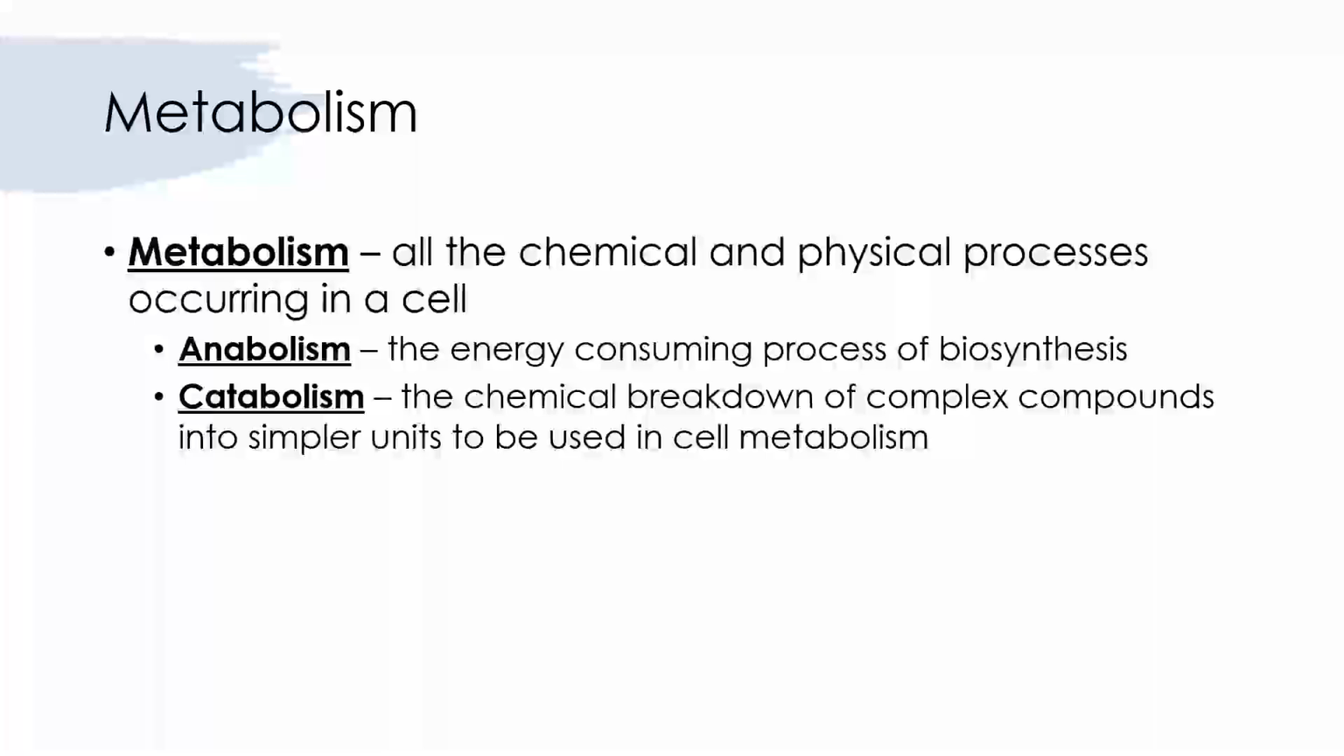Catabolism is the chemical breakdown of complex compounds into simpler units to be used in cell metabolism. So this would be more like if the microbe took in lots of different sugars, then they could break them all down into monosaccharides, and then maybe even further into even smaller units that could then be fed back into an anabolism pathway to build back up into something else. Often ATP or energy will be harvested through catabolism and then used in anabolism.